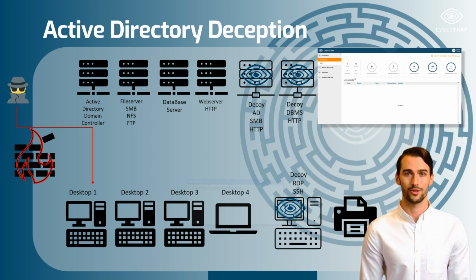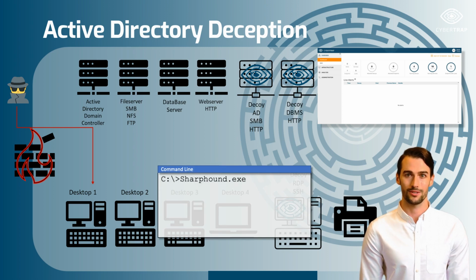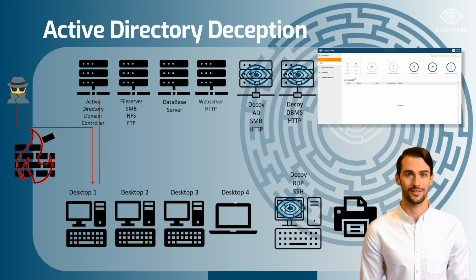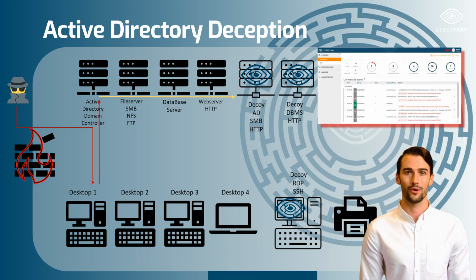After deployment, SharpHound contacts the Active Directory domain controller and asks for its data. This request is also sent to the CyberTrap decoy for Active Directory deception and raises an immediate alert, which contains the name of the endpoint and the user that initiated SharpHound. An extended detection and response solution could now react to isolate the endpoint and lock the user account.